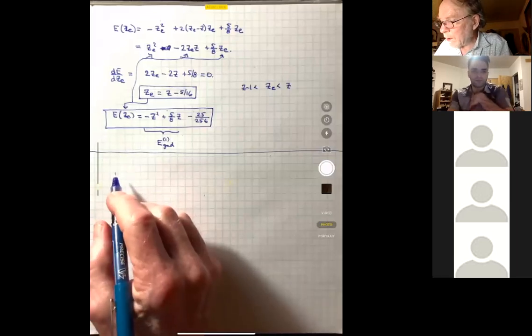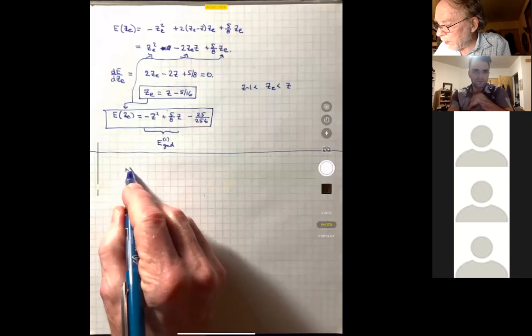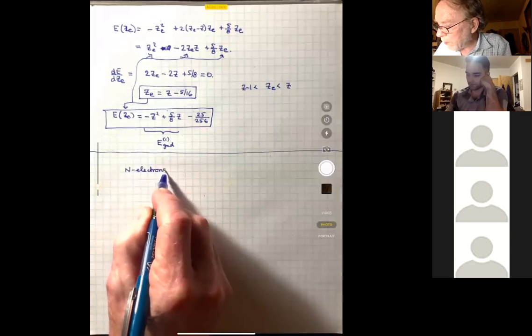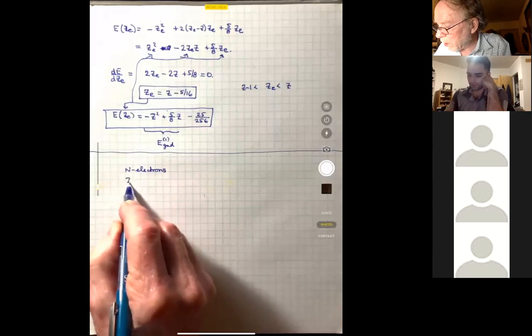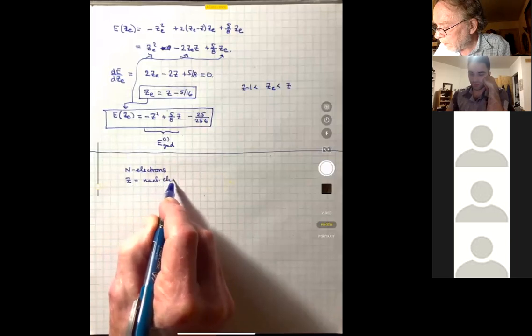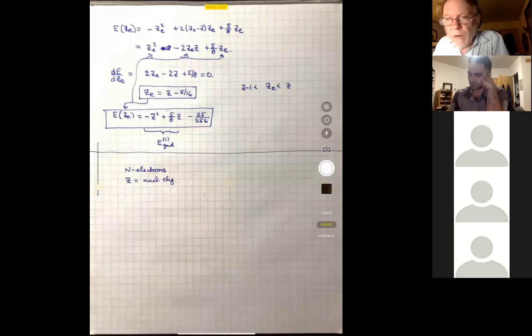So let's talk about an N electron atom. It has N electrons. The number of electrons doesn't have to be the same as the nuclear charge. So let's let Z be the nuclear charge as usual. If N is less than Z, you have a positive ion.